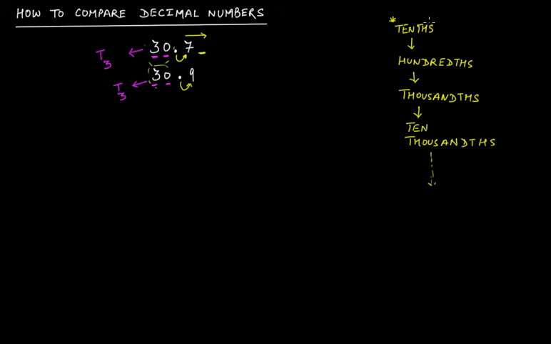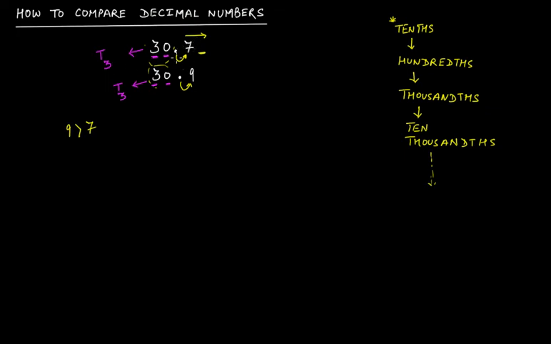It's going to decide. Why? Because the tenths place value is greater than the hundredths place value. Hundredths place value is greater than the thousandths, and so on. So in this case, we have 7 at the tenths place and 9 at the tenths place in this number. Of course, 9 is greater than 7. This number is going to be the winner.